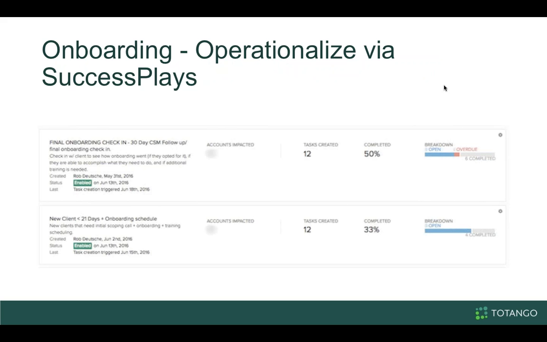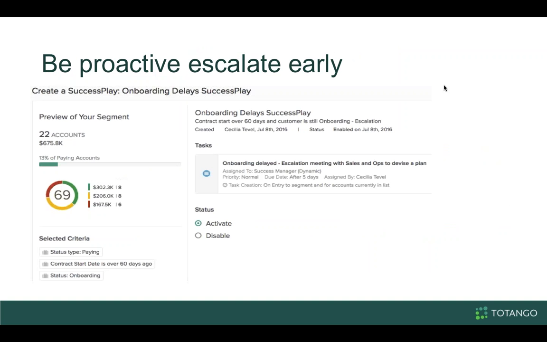So if we look at some examples of some of the onboarding type of SuccessPlays where you can operationalize your process, these are just some examples that one of our customers utilized. They have a final onboarding check-in. So after an onboarding process is complete, there's a SuccessPlay that is set up for the customer success department to follow up at 30 days after onboarding check-in. And then there's also a new client. So within the first 21 days, there's a specific process in onboarding that has to be followed consistently across the team. So these are some ideas for onboarding SuccessPlays.